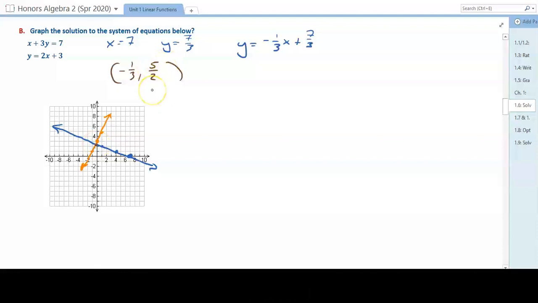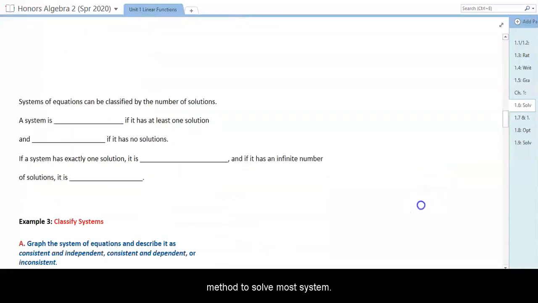Maybe it's got to be more than 7/3 because that was the y-intercept of the first line. So that's why I'm going with a half, just to kind of boost up towards the middle of that box. So that's why I don't recommend graphing in most circumstances. I recommend that you use an algebraic method to solve most systems.